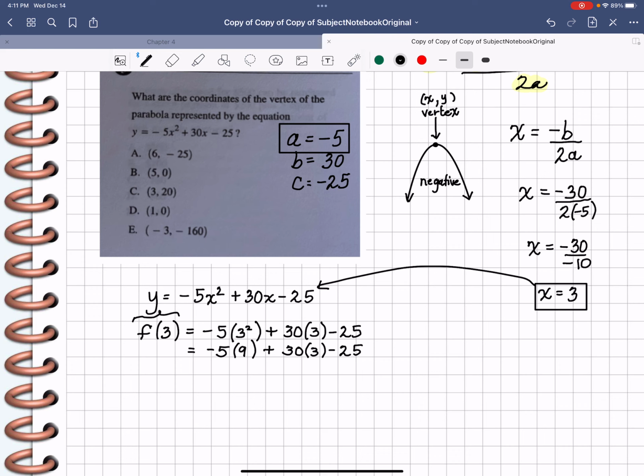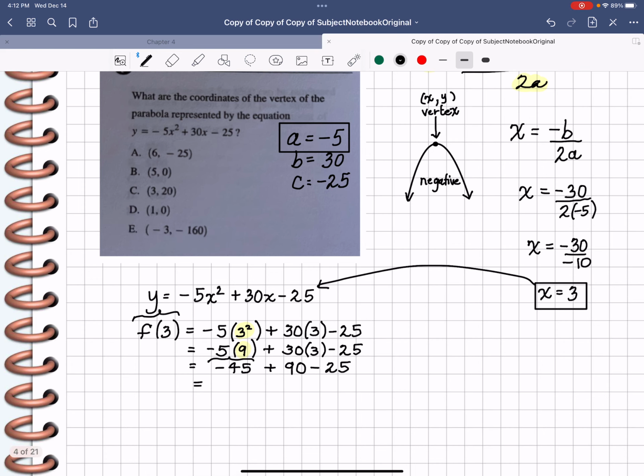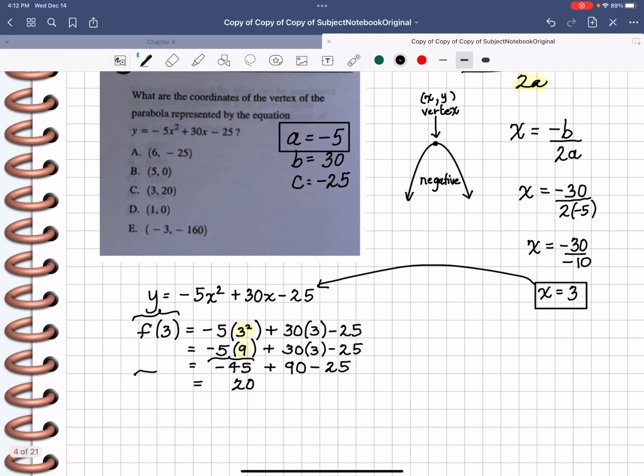So following the order of operations, we're doing the 3 squared. And then we're going to multiply or divide from left to right. So -45 plus 90 minus 25. And then add or subtract from left to right. So we have 45 minus 25, which is 20. So the y value at this point, that function notation goes back to y, and your y is 20.